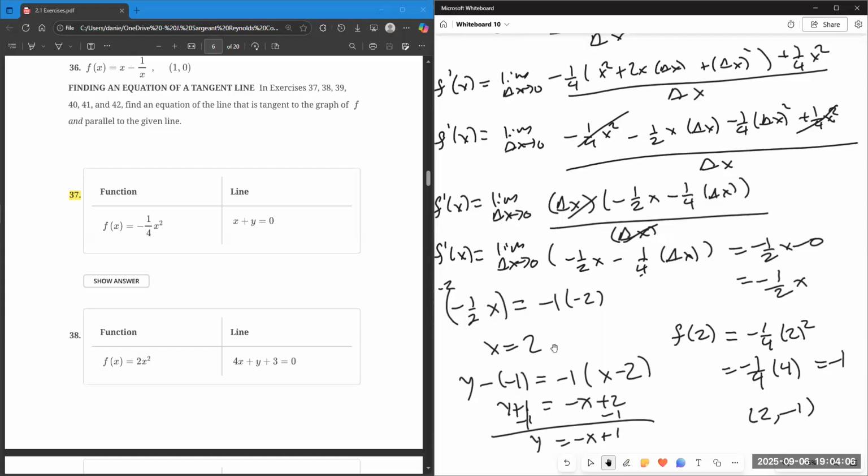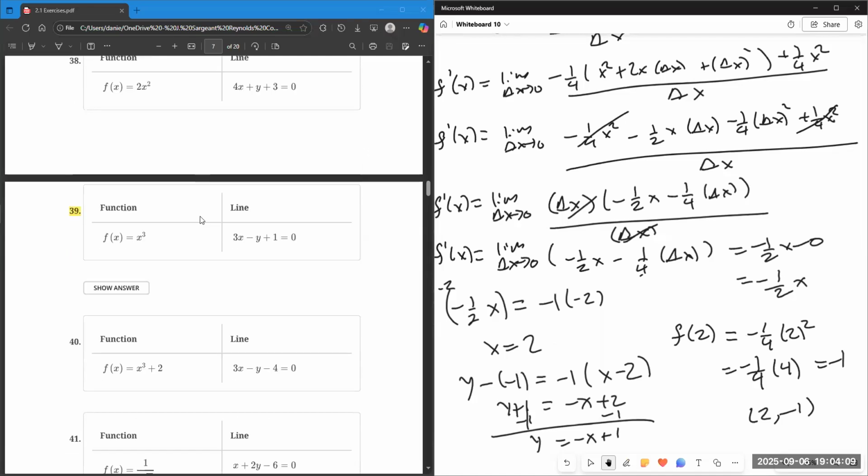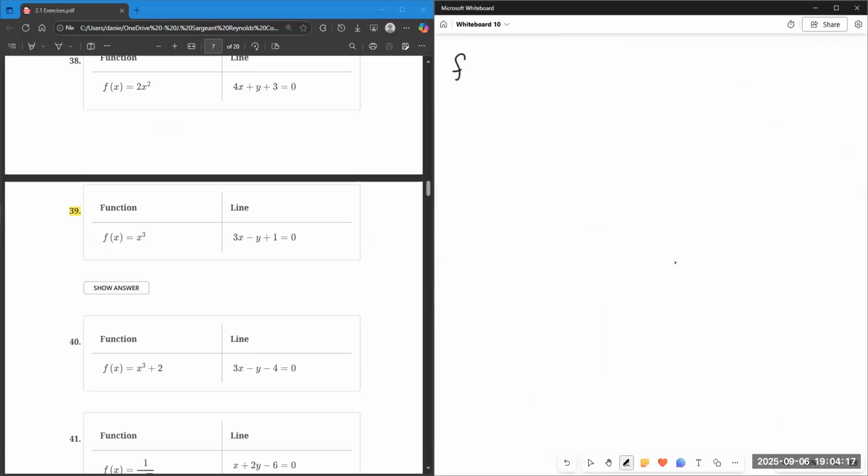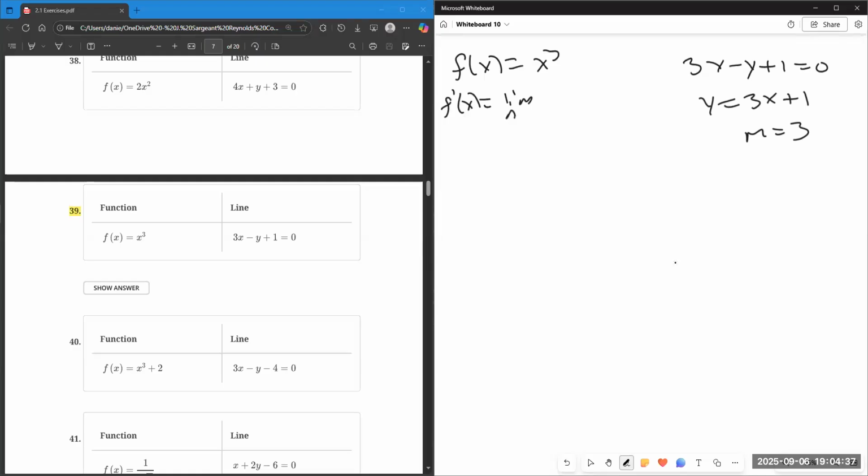Let's look now at number 39, which will be a similar problem. If f of x is equal to x cubed, and I'm given the line 3x minus y plus 1 equals 0, so y is equal to 3x plus 1, my slope that I'm interested in here is going to be 3. My f prime of x is the limit as delta x goes to 0 of (x plus delta x) quantity cubed minus x cubed over delta x.